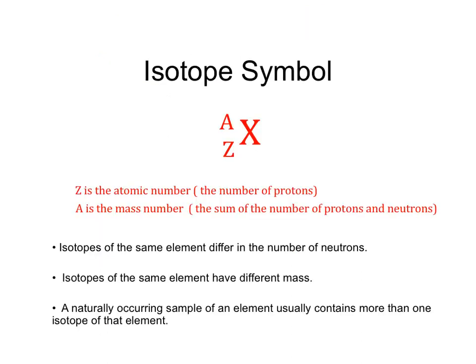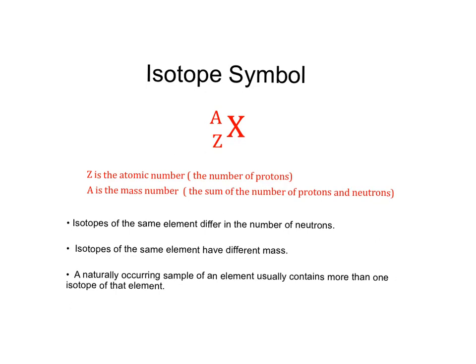All right, so now I talked about isotopes on the last slide, but here is the slide on it. And we have our symbol. This is the generic symbol for the isotope. We use Z as the atomic number, which is defined as the number of protons. A is the mass number up here, and that's the sum of the number of protons and neutrons. And isotopes of the same element differ in the number of neutrons.